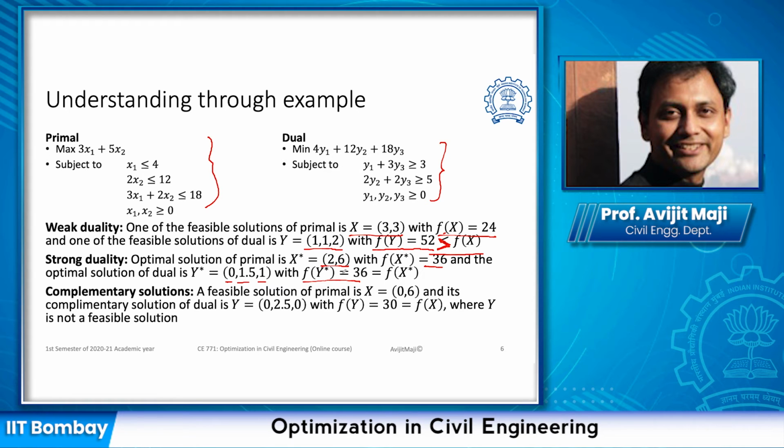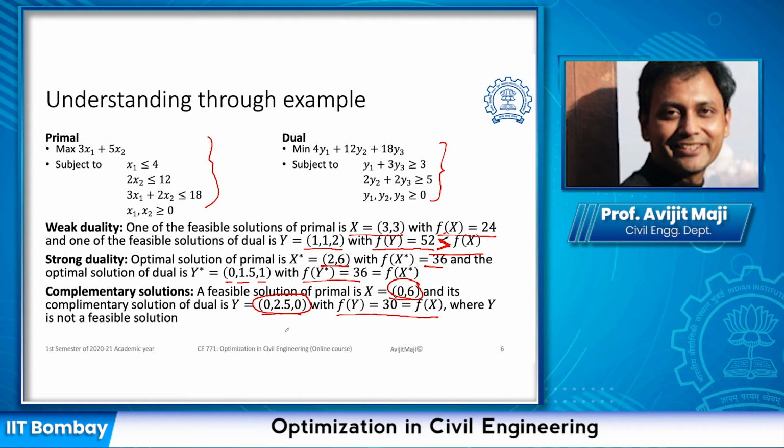Now if we look into the complementary solutions, in which case the objective function values are expected to be the same, if we choose a feasible solution in the primal, which is 0, 6 in this case, and the corresponding dual solution is 0, 2.5 and 0, for which the objective function values are expected to be the same, then we can clearly see that even though this point is feasible in the primal, it is not a feasible solution in the dual. That is what the complementary solution relationship indicates.